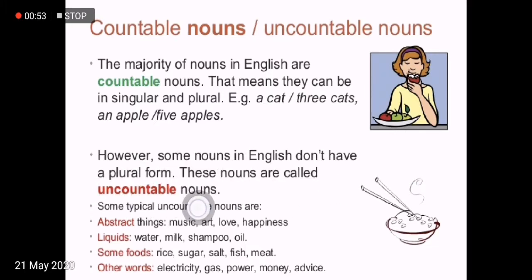These nouns are called uncountable nouns. Some typical uncountable nouns are abstract things. So we have music, art, love, happiness. Liquids are there: water, milk, shampoo, oil. Then some foods: rice, sugar, salt, fish, meat. Then other words: electricity, gas, power, money, advice. These are uncountable nouns. And remember one more thing.